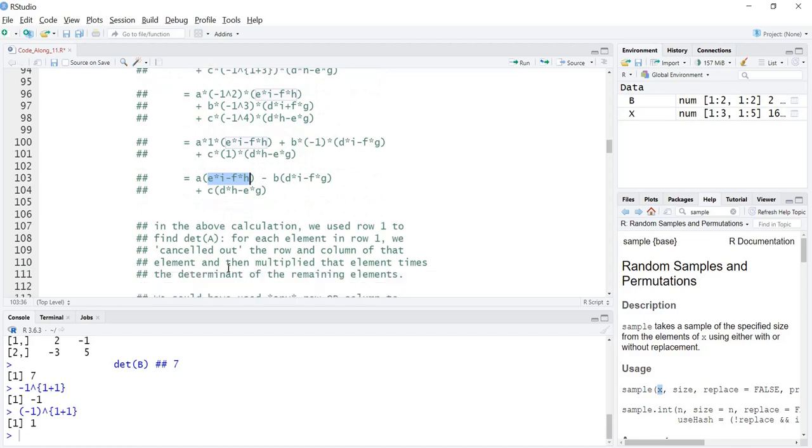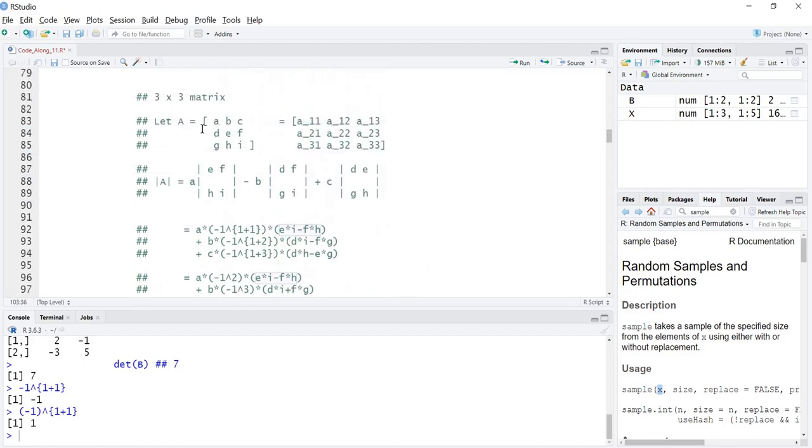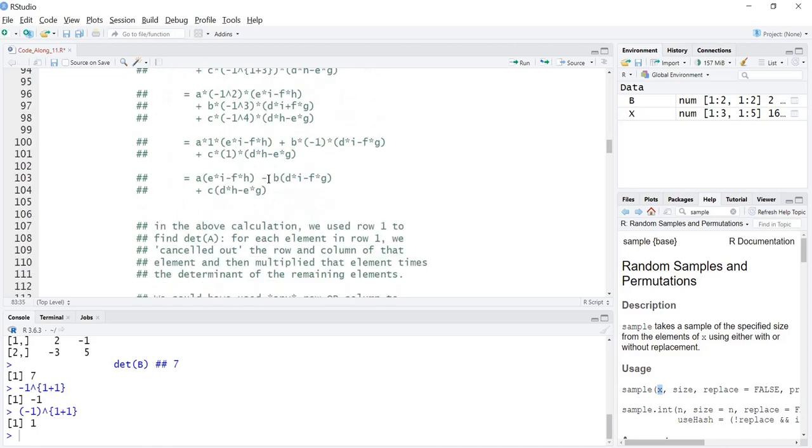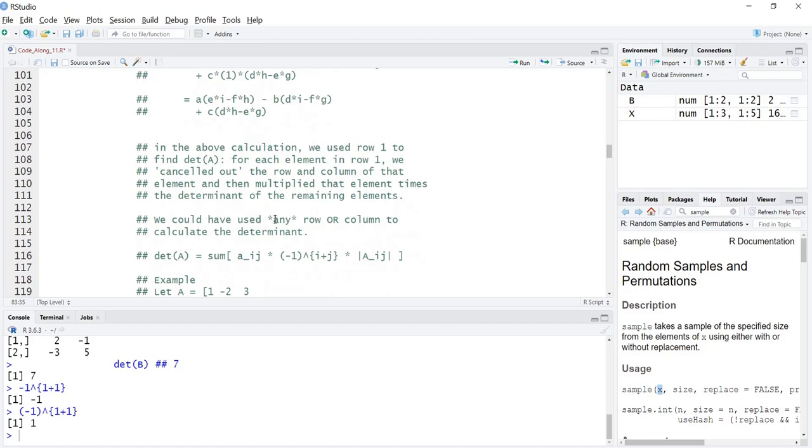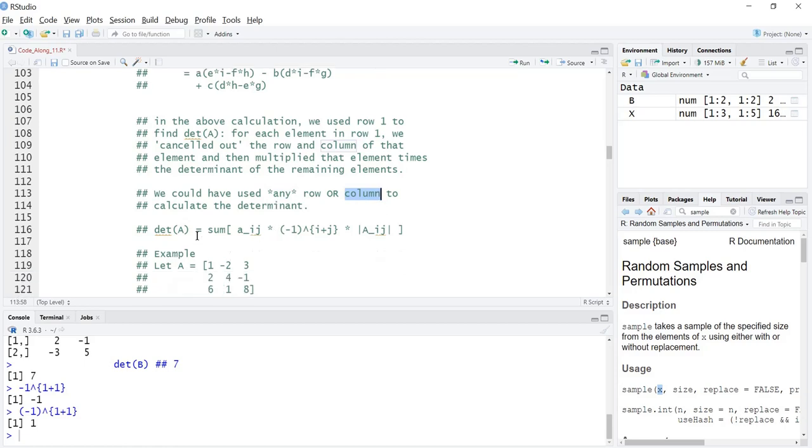Okay, so again, I used row 1 in this. I used A, B, and C. I used row 1, but I don't have to. So we could have used any row or any column to calculate the determinant. So here is a general formula.